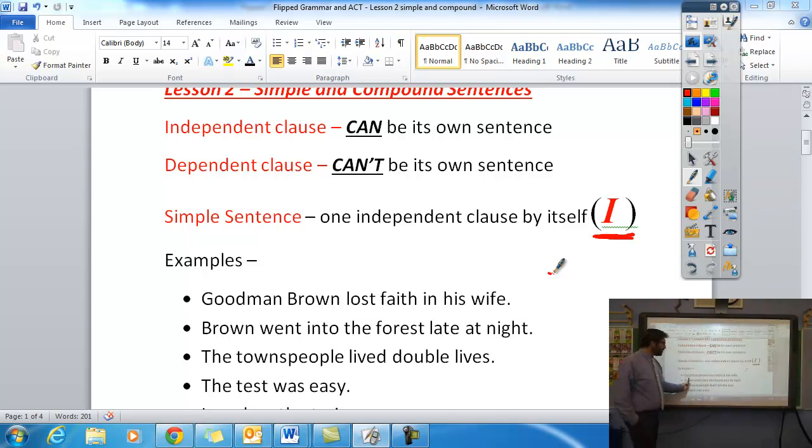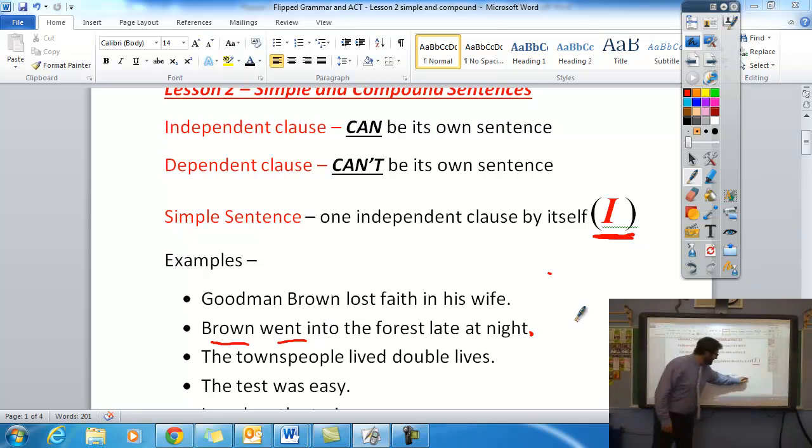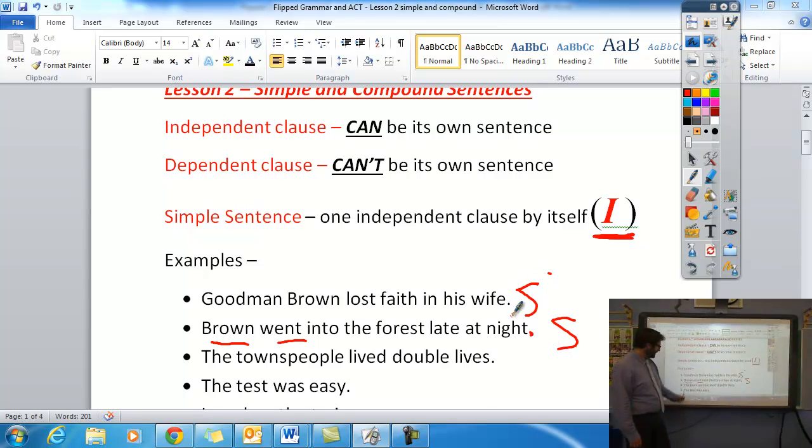A few examples. Goodwin Brown lost faith in his wife. One simple sentence, it's one independent clause. We've got a subject, we've got a verb, it's a complete thought. Brown went into the forest late at night. We've got a subject, a verb, and a complete thought, so it's one independent clause. Since it's one independent clause by itself, that's what makes it a simple sentence. The townspeople live double lives. Subject, verb, complete thought, complete sentence. So it's one independent clause, and that's what makes it a simple sentence.